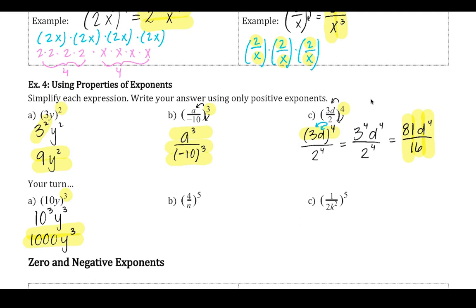And then for the next example, 4 over n raised to the 5th. So we have a quotient in the parentheses. So both the numerator and the denominator will get that 5th power. So the numerator becomes 4 to the 5th, and the denominator becomes n to the 5th. And if we want to multiply out 4 to the 5th, we can. It's 4 multiplied by itself 5 times. So altogether, that's 1024 over n to the 5th power.